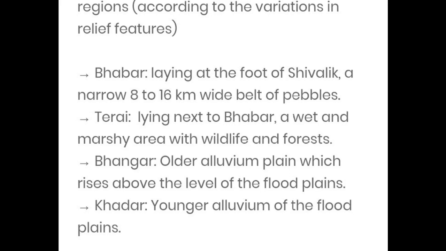So Bhavar lies parallel to the slopes of the Shivaliks. It is a belt that lies parallel to the slope of the Shivaliks, covering a distance of 8 kilometers to 16 kilometers. Next is Terai. Terai lies next to Bhavar, that is, south of Bhavar.